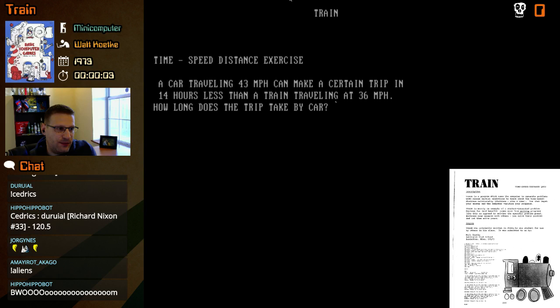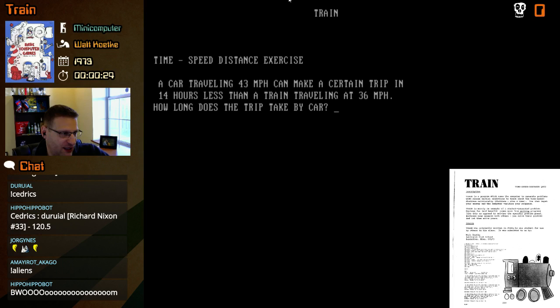All right, so it's a time, speed, distance exercise. A car traveling 43 miles an hour can make a certain trip in 14 hours less than a train traveling at 36 miles an hour. How long does the trip take by car? All right, so let's think about this. So the difference in speed between the car and the train is 7 miles an hour, right?